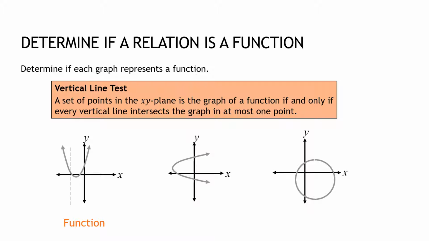For instance, the first one is a function because I can draw a line, and I just drew a random line. I could have moved it to the left or to the right, but if you moved it to the left or the right, you would see it's only ever going to touch at one point. If I would have drawn it over here, it's only going to touch at one point. My next one, however, is not a function because I've got 2 points. Same thing with my circle, 2 points. So even though I could draw a vertical line right here and just hit 1, it's possible for me to hit 2, and therefore it's not a function.